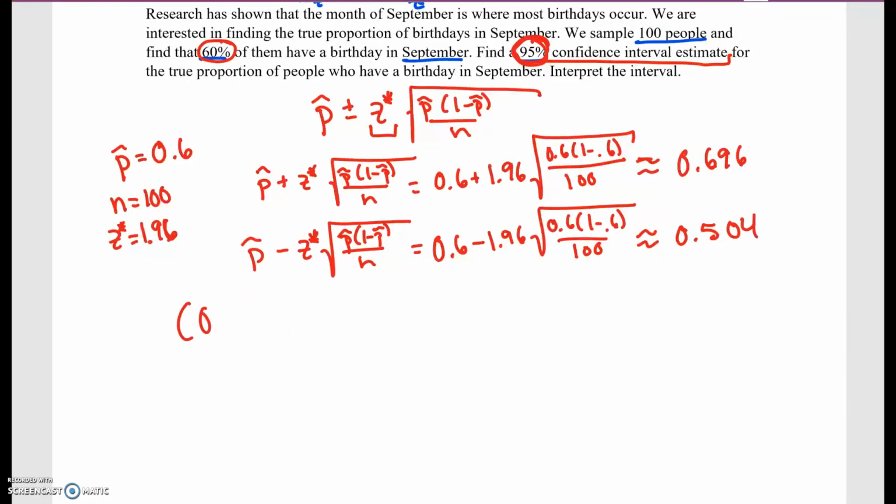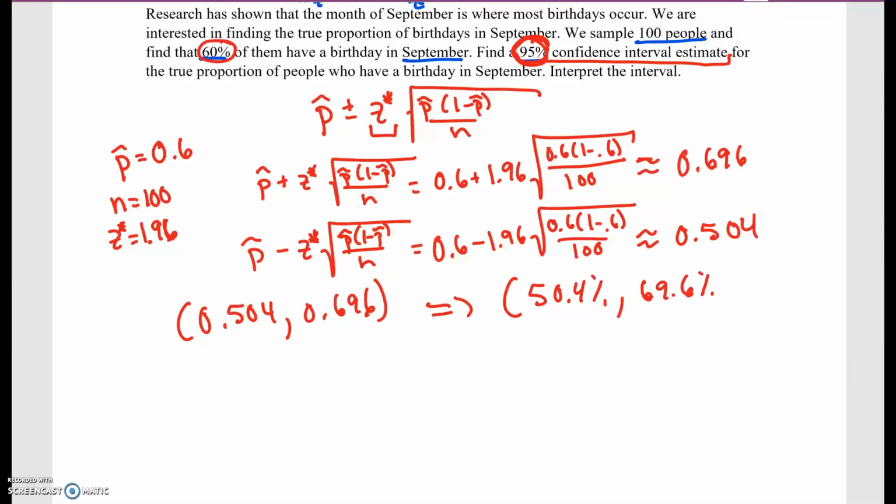My confidence interval is always going to start from the lowest number to my highest number. So this is going to be from 0.504 all the way to 0.696. That is my confidence interval estimate. If you wanted to do it in terms of percent, this is just 50.4% all the way to 69.6%. This is my confidence interval.